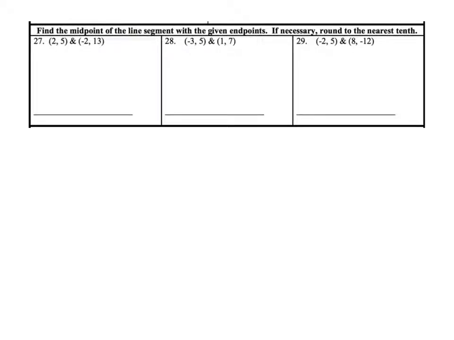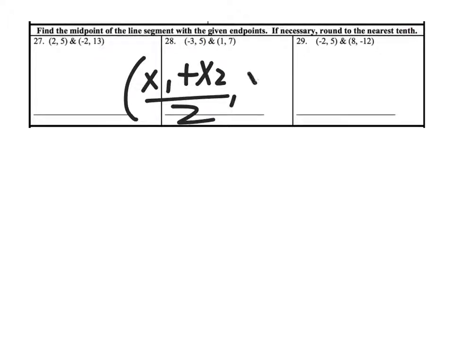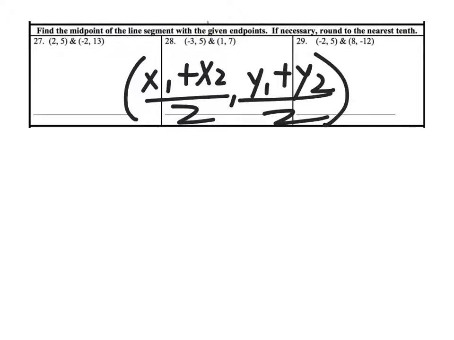All right, we are doing problems number 27, 28, 29, 30, and 31. They're mostly just midpoint problems. Remember, your midpoint formula is x1 plus x2 divided by 2 and y1 plus y2 divided by 2. We are going to go ahead and do the first problem. We'll do it in red.